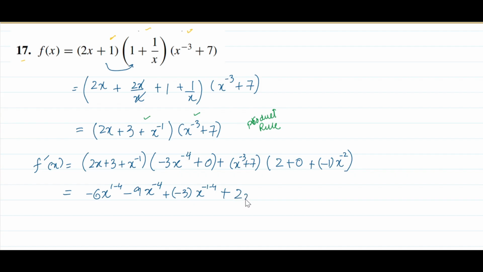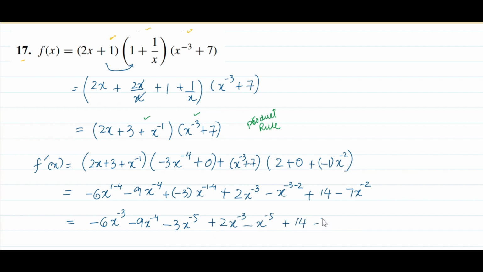So x power minus 3 times 2 is 2x power minus 3. And this will be multiplied, it will be negative 1 x power minus 3 minus 2, and 7 multiplied with both terms, you have 14 minus 7 x power minus 2. And now we need to simplify the powers. Now we need to combine the like terms. So minus 5 power combined with minus 5 and minus 3 power combined with minus 3.